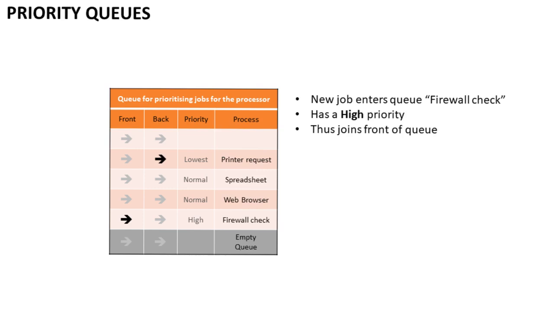A fourth job now enters, and this is a request to check your firewall. Maybe a piece of traffic has come in from outside the network, and there's a request to the firewall to check, and so the firewall software needs the attention of the processor. This is considered by this scheduler to be a high priority request. So instead of joining the back of the queue, everything else is shunted back and it ends up at the front.